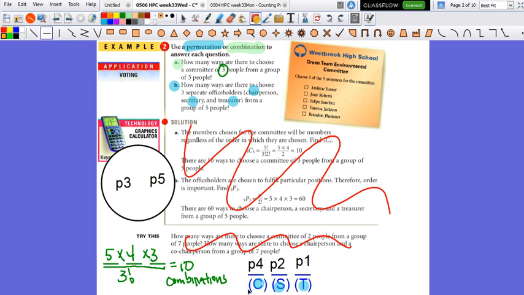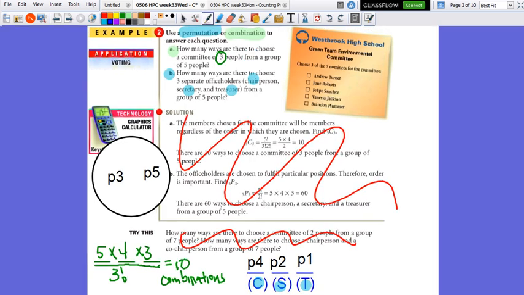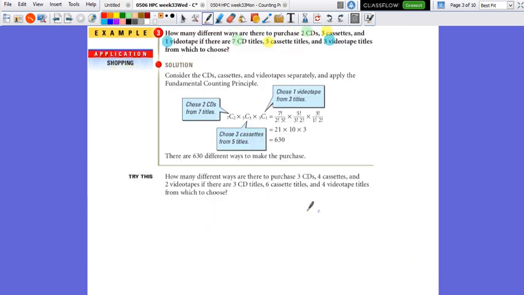So in this case, this would be just 5 times 4 times 3, which equals 60, and that lines up with what you see here: 60 permutations. Now, next example. We're going through 4 examples here.